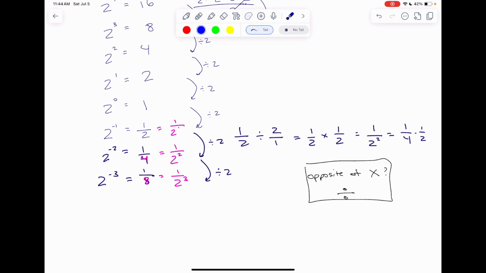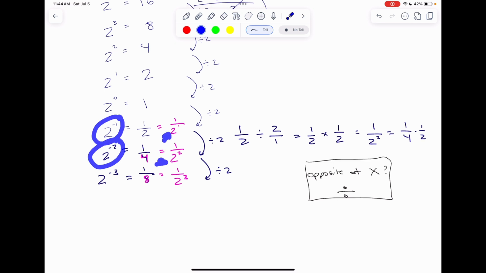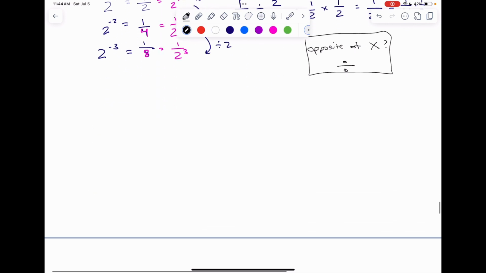So here, this says divide by 2 one time, and that's what we did. This is divide by 2 2 times, that's what we did. Divide by 2 3 times, that's what we did. And if we think about this, we can say x to the negative 3, if I put that over 1, would mean 1 over x to the positive 3. Divide by me 3 times.